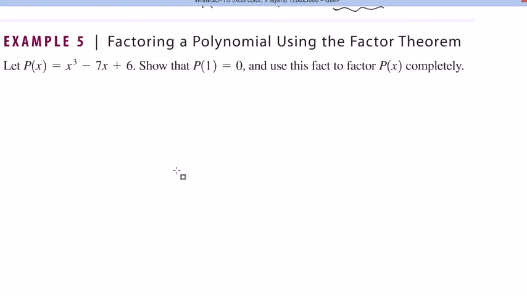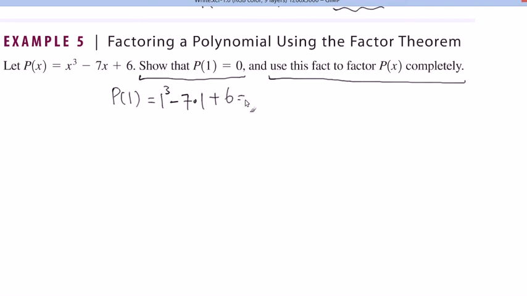First part, 1 point: show that p of 1 is 0. You plug it in and verify it, and that's all that is. But use this fact to factor p of x completely. So let's do this part together. P of 1 is 1 cubed minus 7 times 1 plus 6. You checked multiple times, and it was sure it was 0.